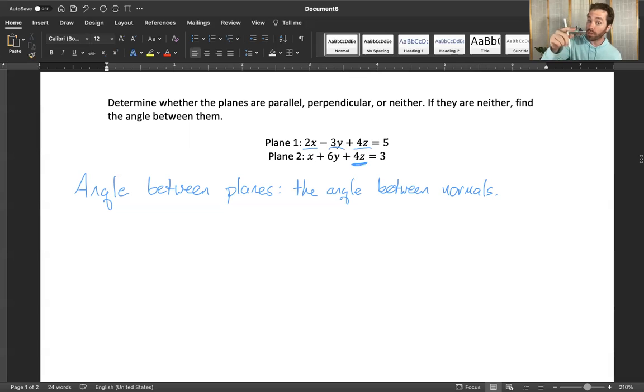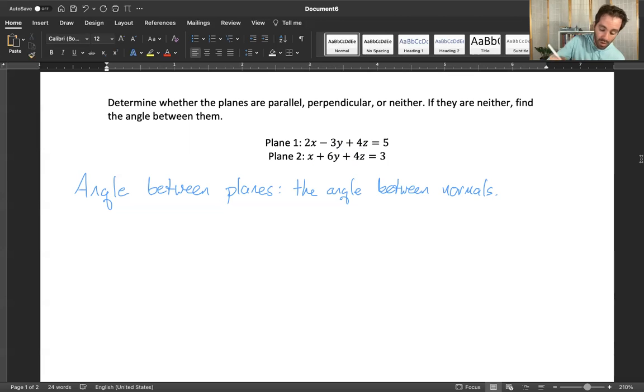In order for plane 2 to be parallel to plane 1, since these are the same number, we would need the 6 to also be the same as the -3, which it's not, and the x to be the same as the 2x, which it's not. So the planes are not going to be parallel, and that means that we do have to find the angle between them.